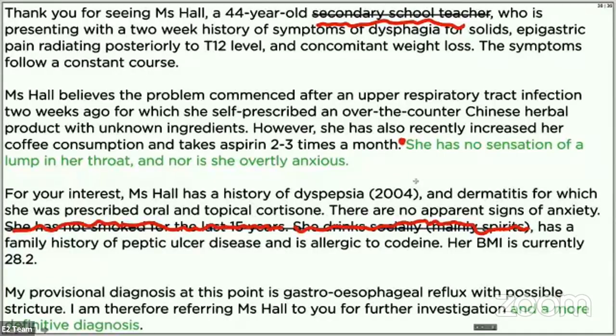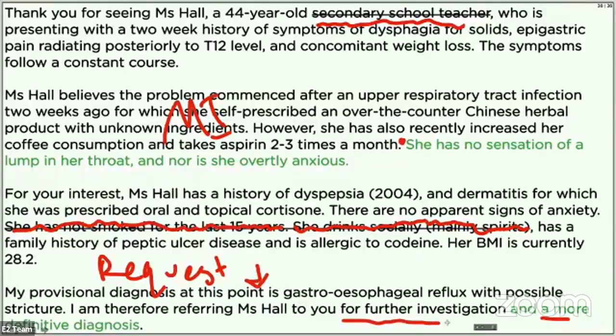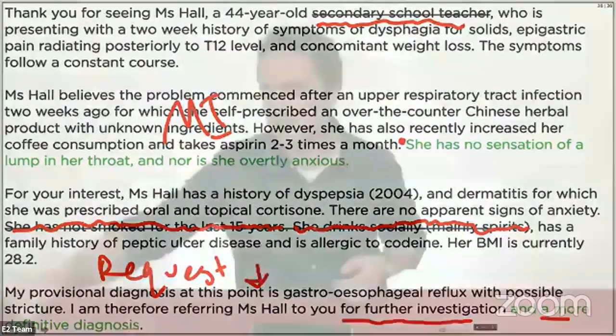The other thing is that we did not include these relevant case notes. She has no sensation of a lump in her throat, and nor is she overtly anxious. This related to this paragraph, which related to the main idea, so we should include it in here as well. Lastly, if we look at the request paragraph down here, the final paragraph, we did not say we also needed a definitive diagnosis. We finished it with, we're just asking for further investigation. But if you remember correctly from the task, it said that we wanted further investigation and a definitive diagnosis. So that needed to go into the request paragraph.